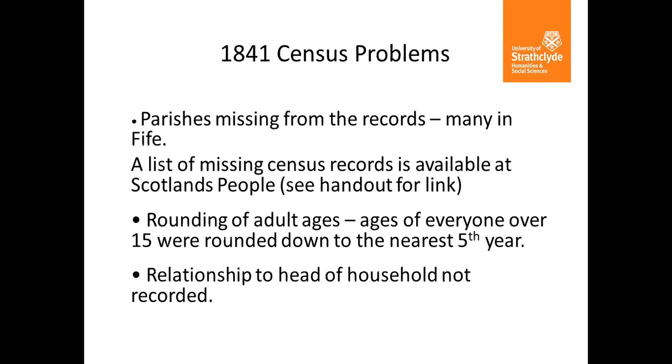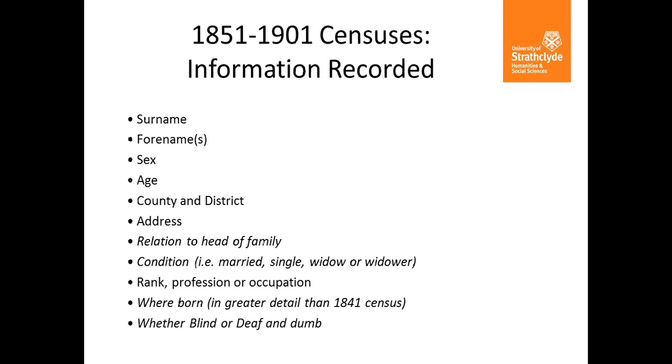There are some parishes which are missing. The records haven't survived, and some of them in fact are in Fife. If you want to have a look at the handout, we'll tell you where to look for that information on Scotland's People. So there are some issues with looking at the 1841 census in that we don't know the relationships of people, and often we can make a good guess at that. And we also have some indications that the ages may not be as accurate as we would like them to be. Although to be fair, if you have tracked a member of your family across a number of censuses already, you will find that ages often weren't that particularly accurate anyway.